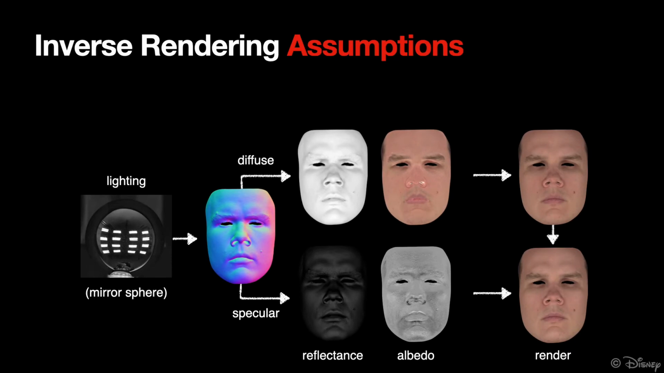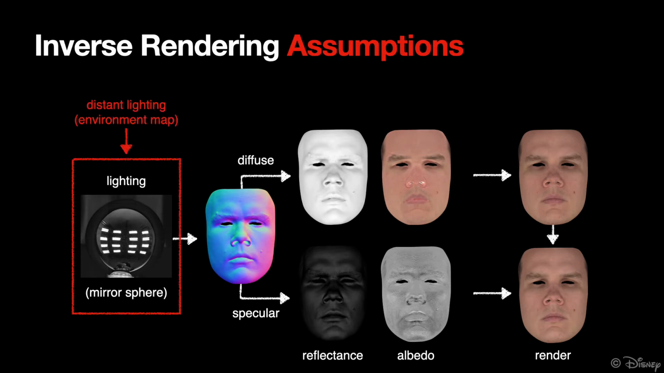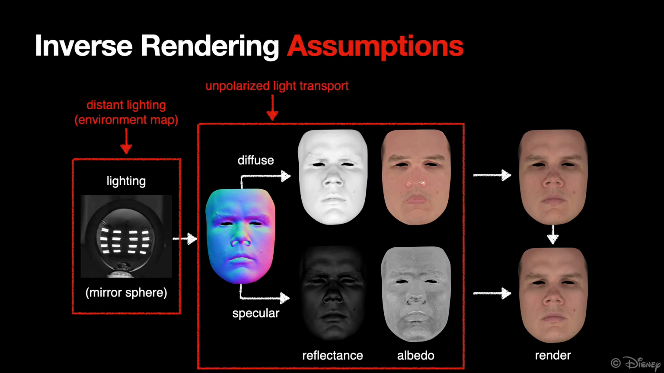In this paper, we revisit the simplifying assumptions made by state-of-the-art algorithms when making this challenging problem more tractable. First, light sources are often assumed to be distant, so that the omnidirectional distribution of incoming light can be more easily measured at a single 3D location by taking an image of a mirror sphere.